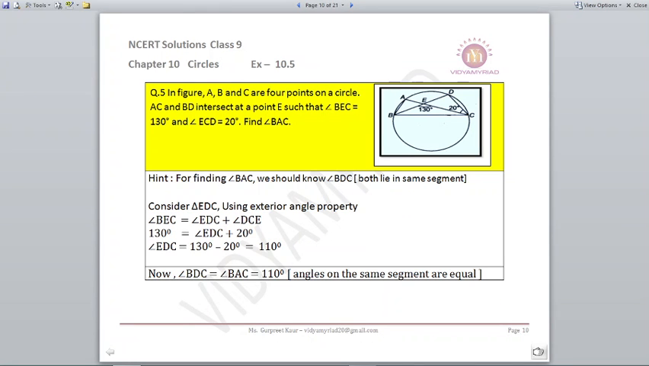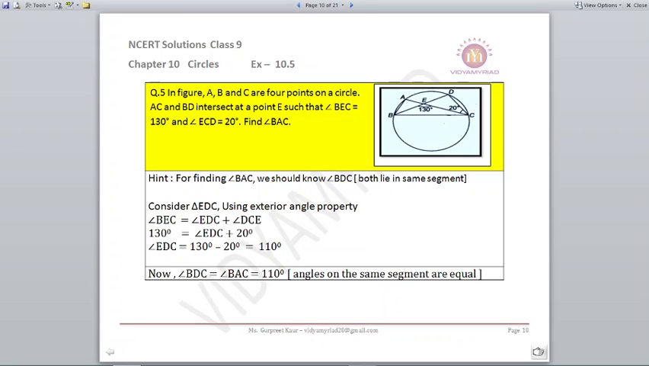Question number 5. In the figure, A, B and C are 3 points on a circle. AC and BD intersect at point E such that angle BEC is equal to 130 degrees and angle ECD is equal to 20 degrees. Find angle BAC. If you look at angle BAC, it lies on a segment BC, and on the same segment you have an angle formed, BDC. So if we can find out angle BDC, we can find out angle BAC also.